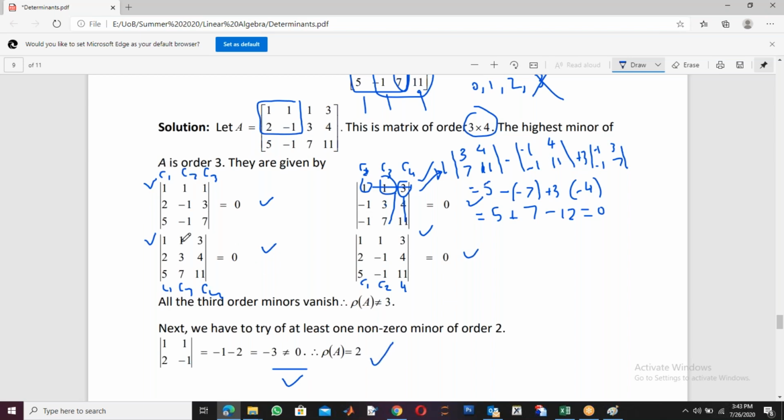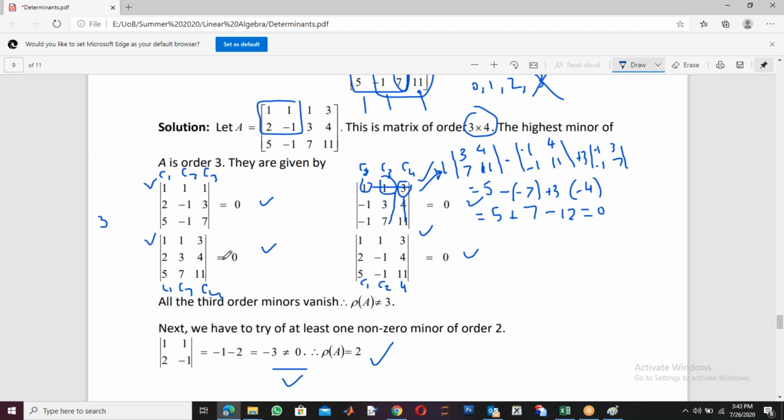If your first 3 by 3 minor was not 0, I will state that rank is 3. I don't have to check any other thing. If for this matrix I check this first 3 by 3 minor and the answer is not 0, let's say, then I will directly write that the rank is 3. Don't go further and check all others. Stop here. Rank is 3.